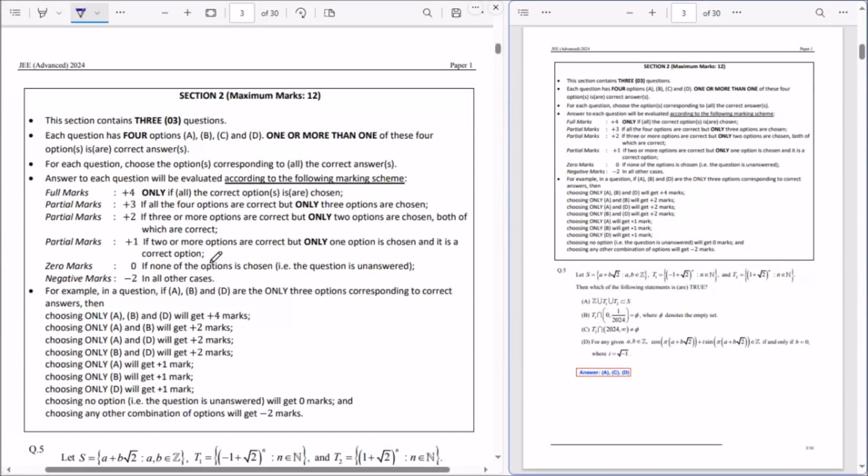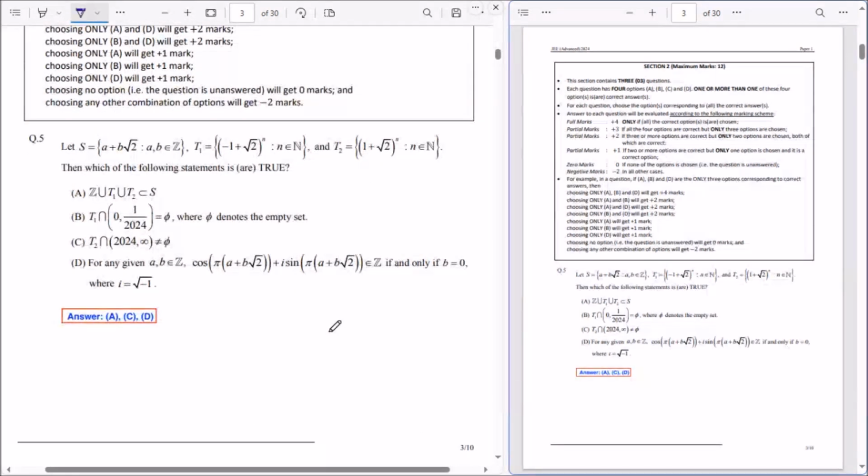Partial marks, that is +3, if all the 4 options are correct but only 3 options are chosen. You will get +2 if 3 or more options are correct but only 2 options are chosen, both of which are correct. Partial mark, that is you will get only +1 if 2 or more options are correct but only 1 option is chosen and it is a correct option. You will get 0 if you do not attempt these questions. Negative marking: in all other cases you will get -2. Let us see the questions.